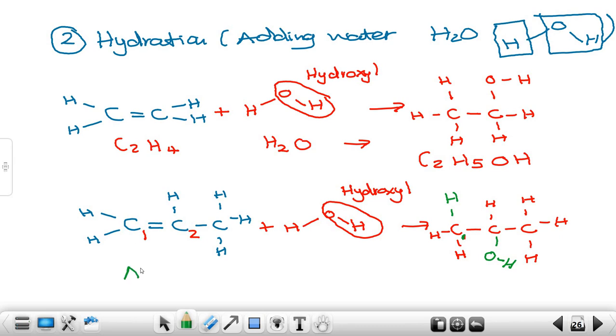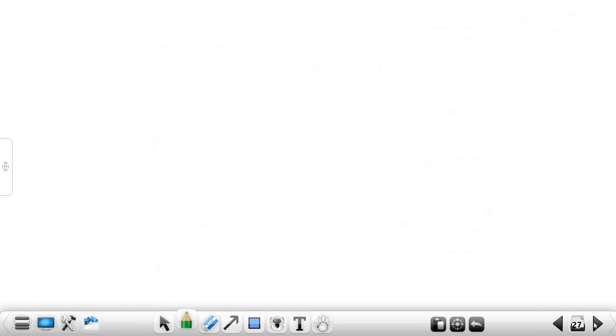So here the general formula, or the general equation, alkene plus water is going to give you an alcohol. And your alcohol will be on the second carbon where the double bond is, not on the first one. Right, let's move on. The next part that we were talking about is the third equation, which is halogenation.